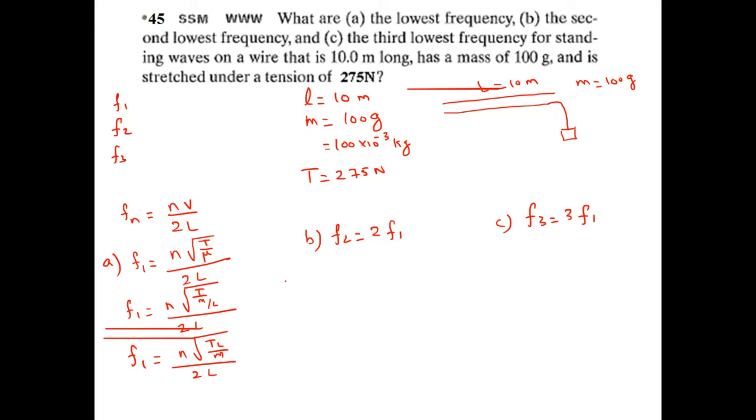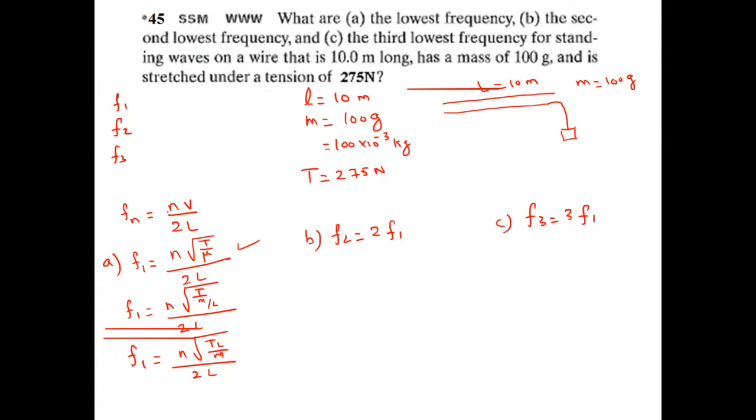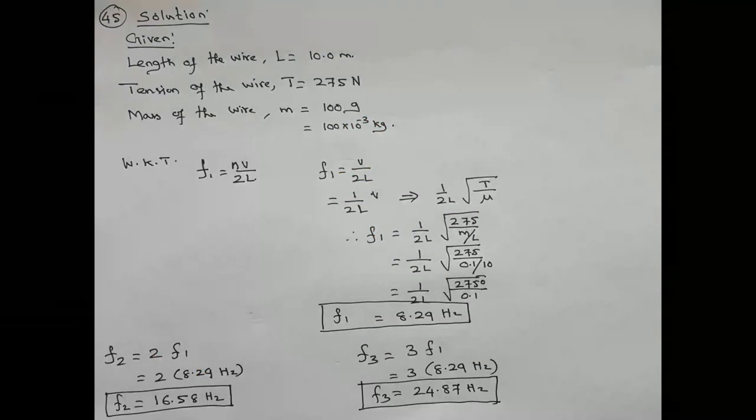Now, my dear, even if you go for the second part like this, you will get the correct answer. But don't waste your time, because here n is 1, 2, 3. First lowest frequency, n is equal to 1. Second lowest frequency, n is equal to 2. Third lowest frequency, n is equal to 3. So once you find F1, multiply by 2 and you get the answer for B. Multiply by 3 and you get the answer for the third question. Clear? Anyhow, you can just work it out by yourself.